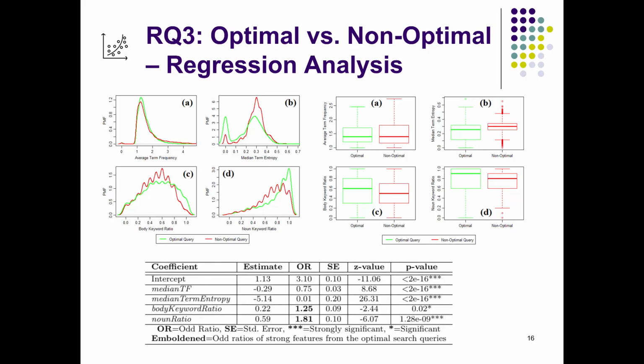Then we also did a bit of regression analysis, and what we found is that the term frequency and the entropy might not be good indicators of optimality, but these two other features, that is the body keyword ratio and the noun ratio, are quite interesting indicators of optimality.